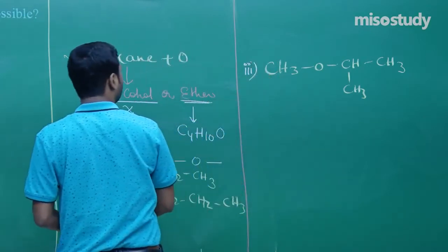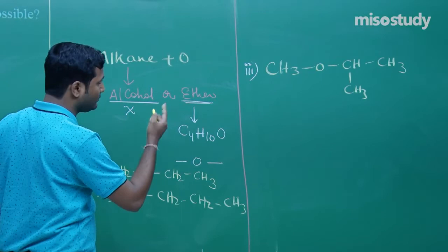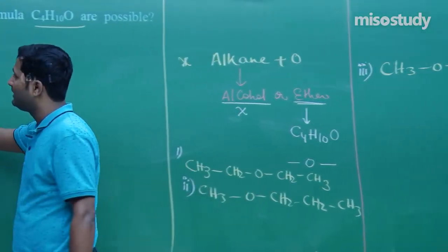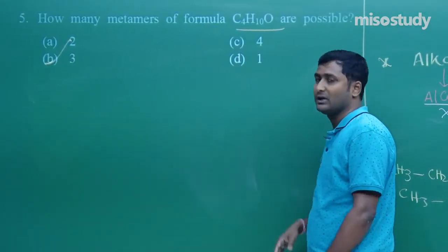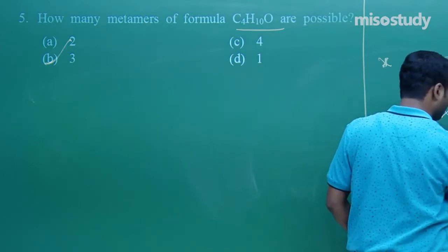So how many metamers are possible in this case? Count: 1, 2, 3, 4 carbons, and 10 hydrogens. So the answer is 3. For this question, B is the correct option. Clear? Now friend, I'm going to rub this part and we'll discuss the next one. Wait for a moment.